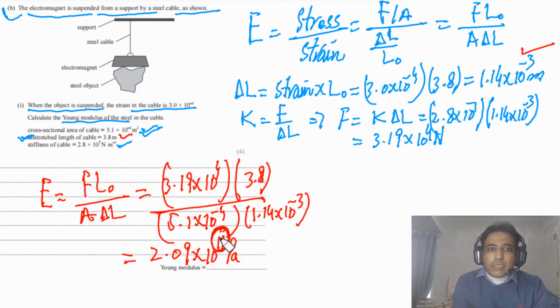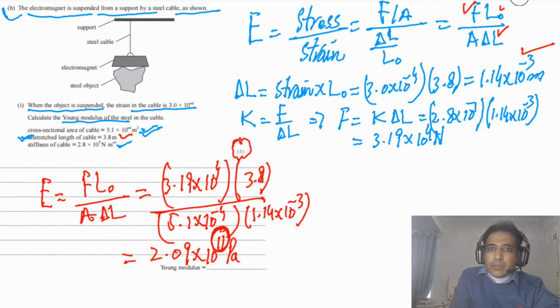So this is how you can answer. If you have done these steps for this question, you will get 4 marks. This question is not difficult, just a little bit tricky. You need to understand how to play with these equations. I mean how to get the value of F, how to get the value of delta L. So that is the only tricky part.